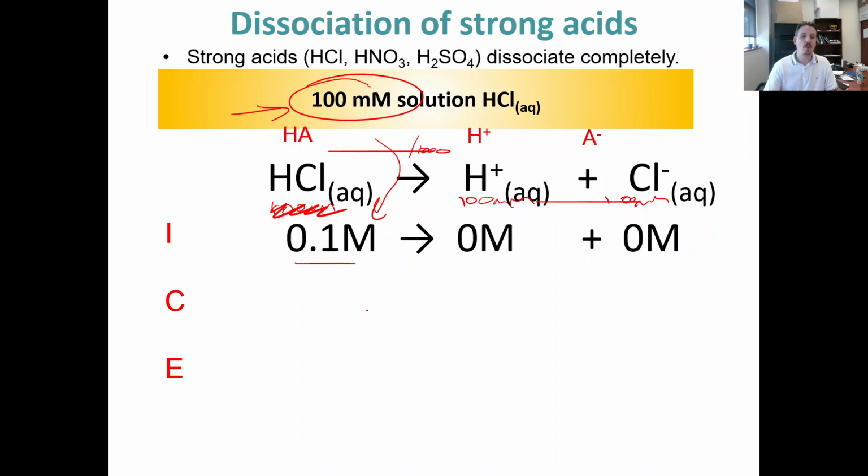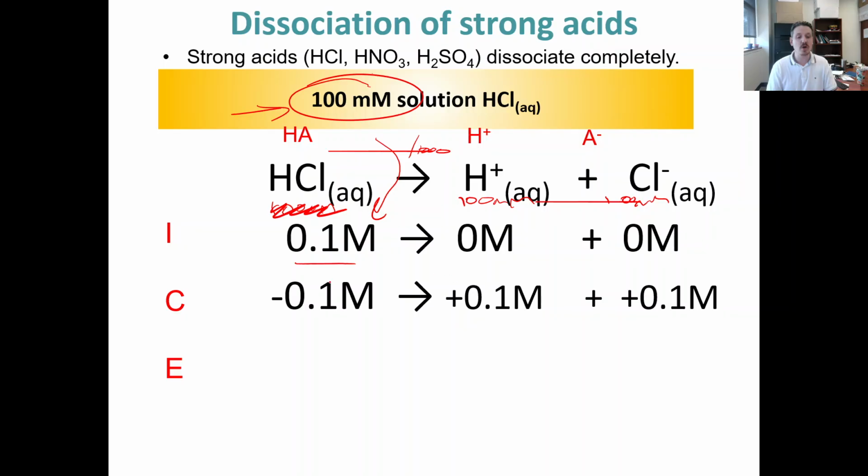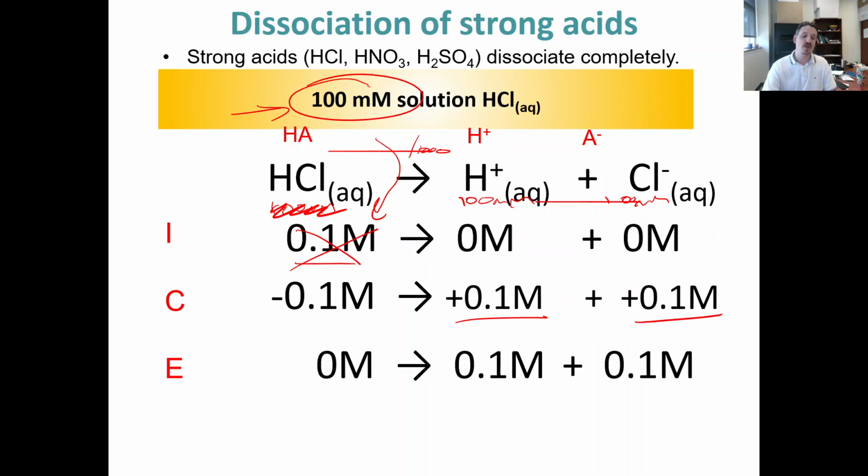And that gives us 0.1 molar to begin with. It hasn't reacted and come together yet. But when it reacts and comes together, it's all going to be gone, and you're going to make that much of the two products. And so what we end up with is this: no HCl, and we have our two products, 0.1 molar of them.